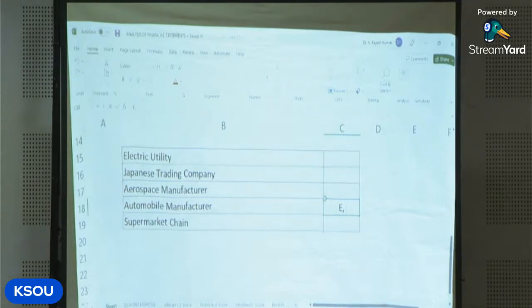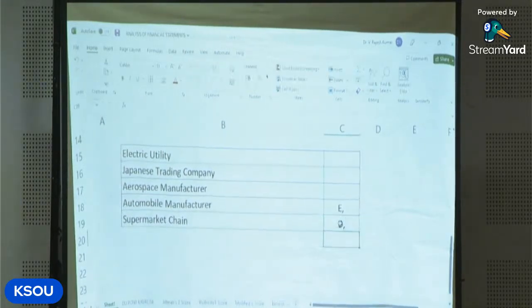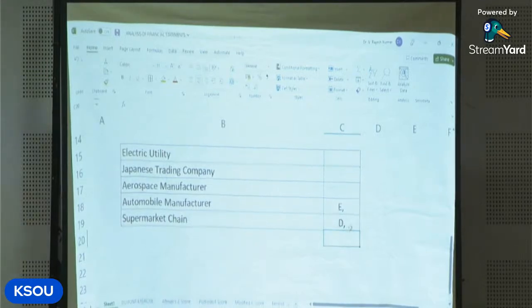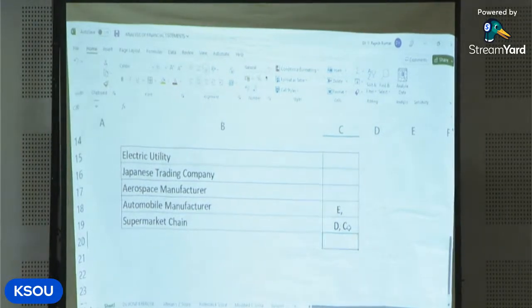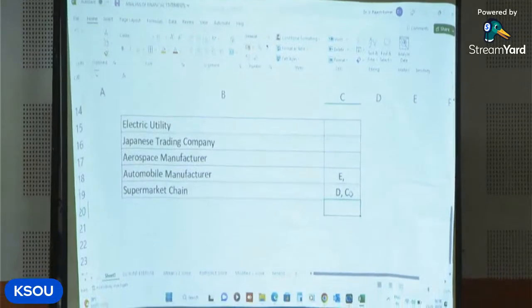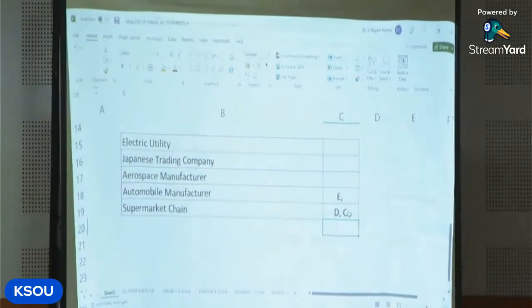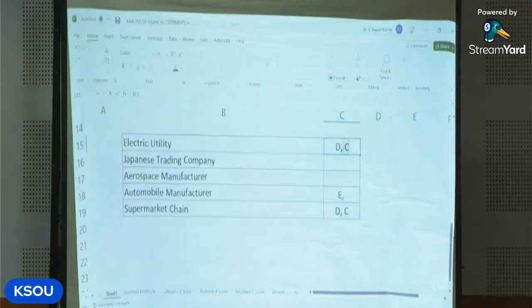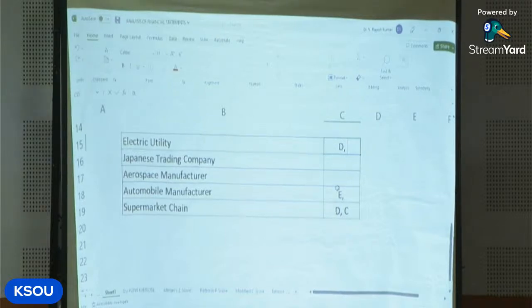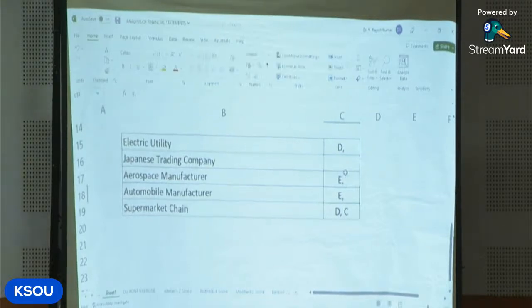D is the supermarket chain. Okay. We have another response for the same supermarket, C. Now, how we identified, I'll come to that. But first, let us list out your responses. And responses need not be only from the front. Mic is available. Even from the back, we can get. So D is electricity. Sir? D. Okay. E is aerospace. Okay. Fine. C is supermarket.